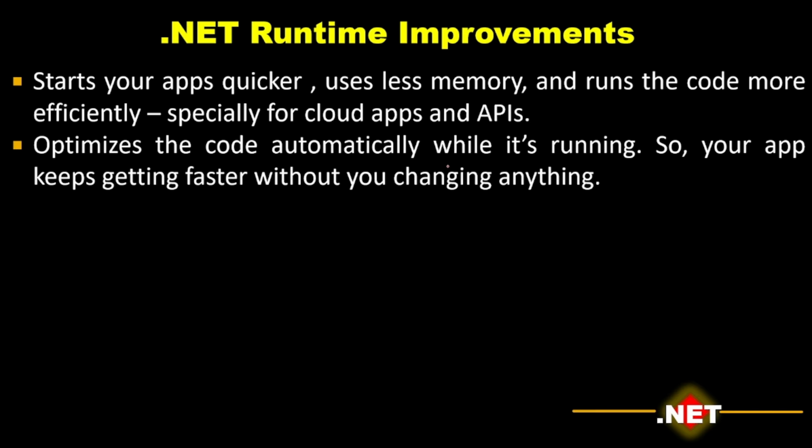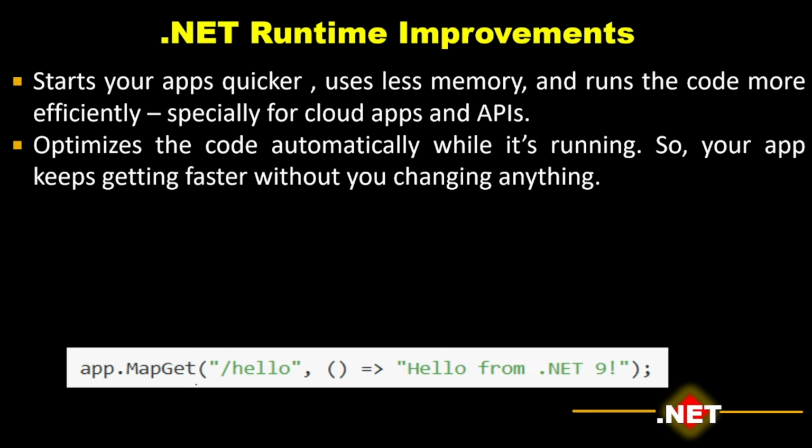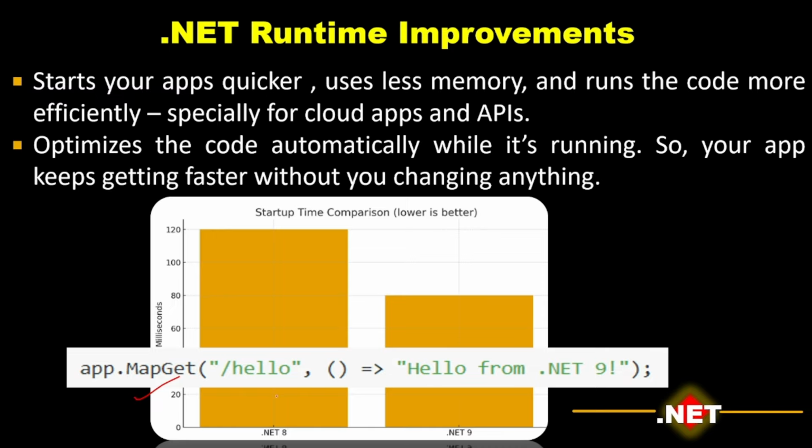We have optimized code automatically when the application is running, so your app keeps getting faster without you changing anything. So if this is an API call that I am making, if we compare it in 8.0, it takes more time in milliseconds, but the same thing takes very little time in .NET 9. This bar chart shows that the same API call was taking more time, but since we have .NET runtime improvements in 9.0, it takes less time here.